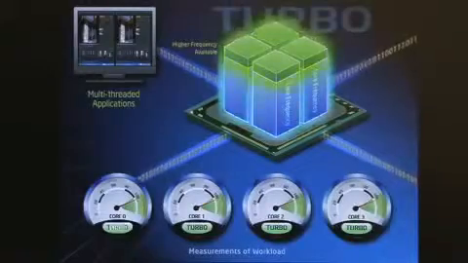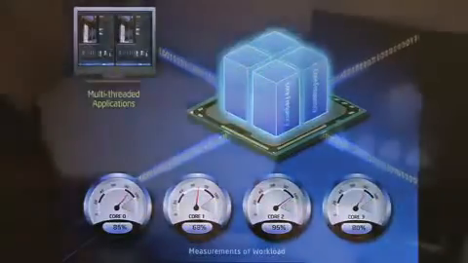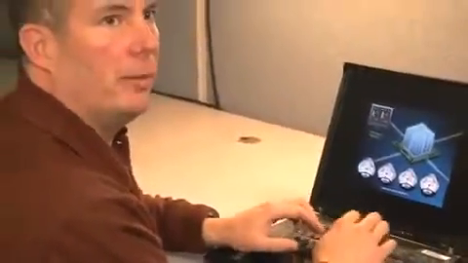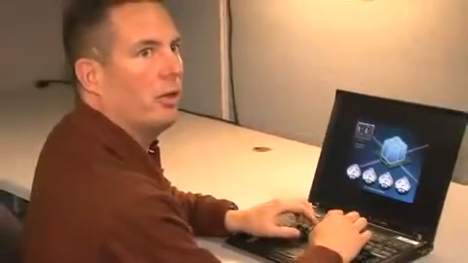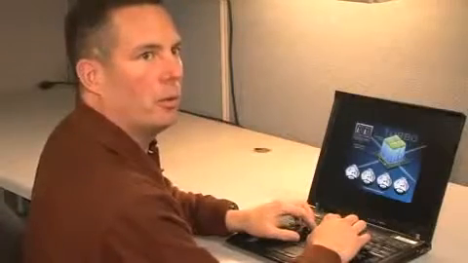What this gives me on the Nehalem processor is a capability of maximizing the performance independent of application, independent of the number of threads that are active, independent of operating systems, and it really provides a big performance boost for the processor.